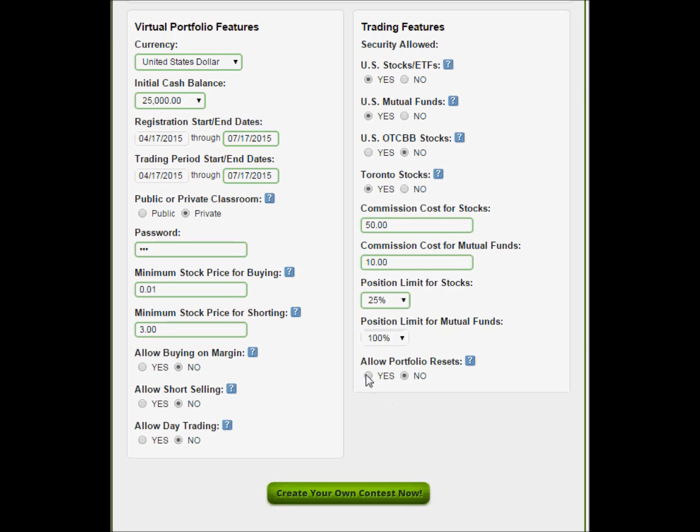And of course, portfolio resets is if you're just doing this for fun, you want everyone to be able to reset their portfolio when they want to. Select yes, and they'll be able to reset their portfolio, which will clear out all of their stocks and bring them right back to their starting cash balance. Once you have your settings the way you like them, click Create Your Own Contest Now, and your contest will be created.